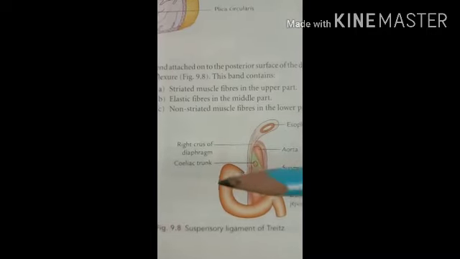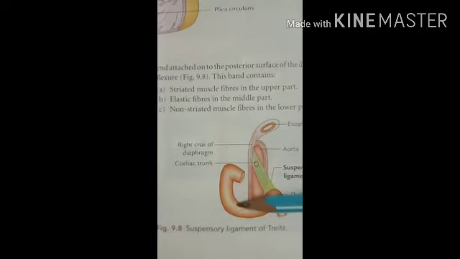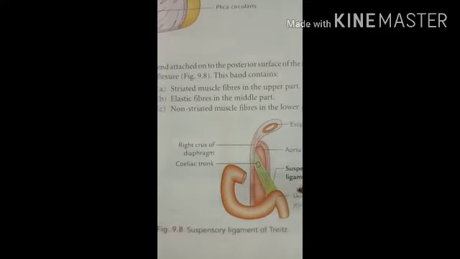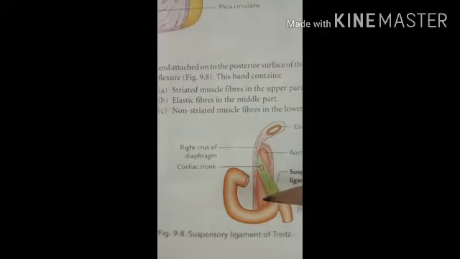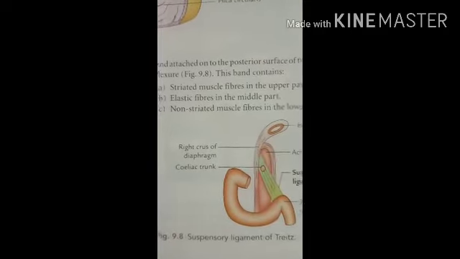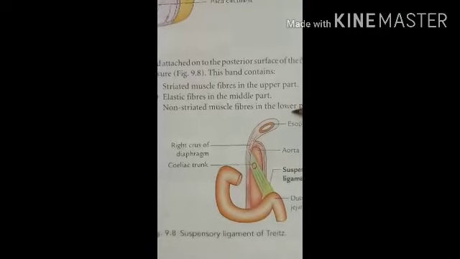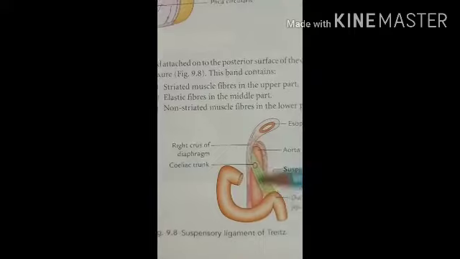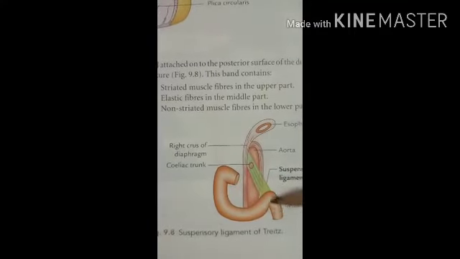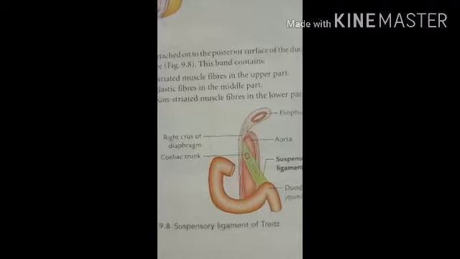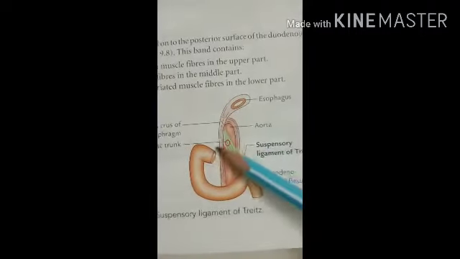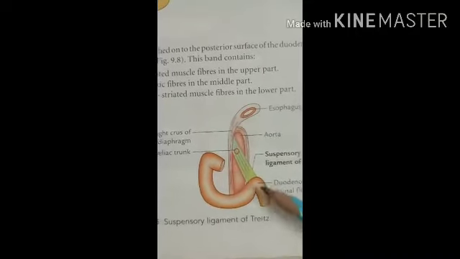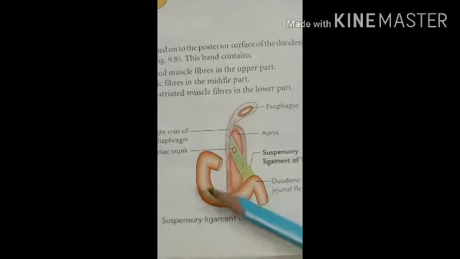And it is attached to the third and the fourth part of the duodenum. Here you can see the third part and this is the fourth part. Its upper part is made of striped muscle, the middle part is made of elastic fiber, and the lower part is made of plain muscle. So it holds the proper position of the duodenum, that is the C shape, and fixes the position of the duodenum.